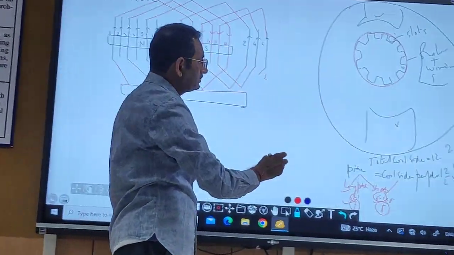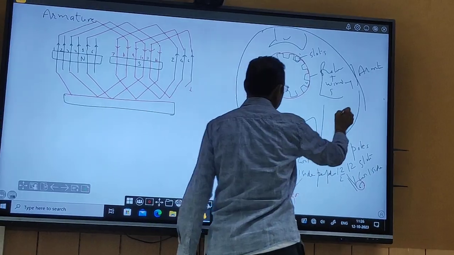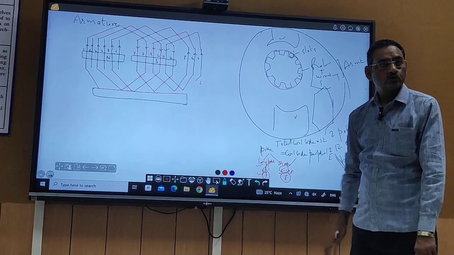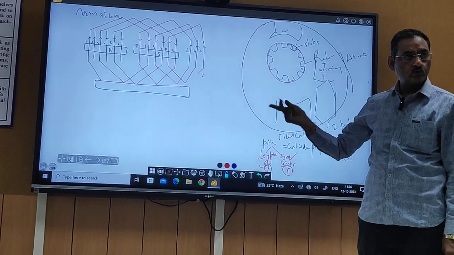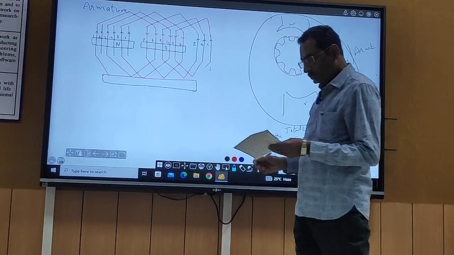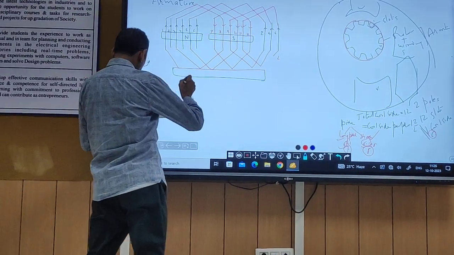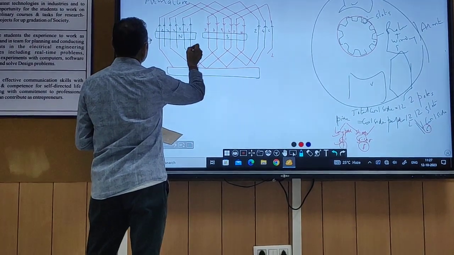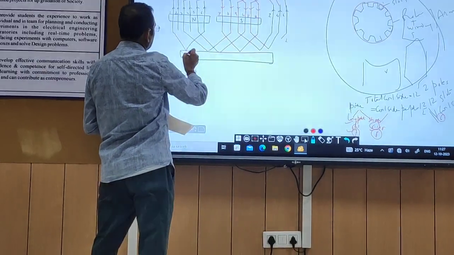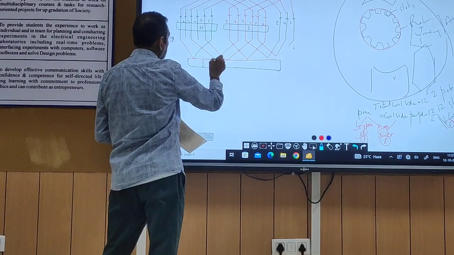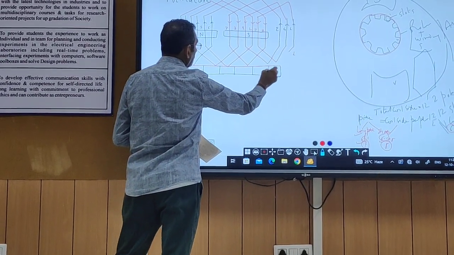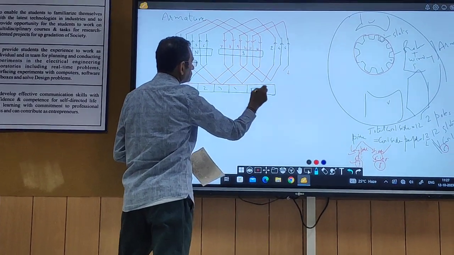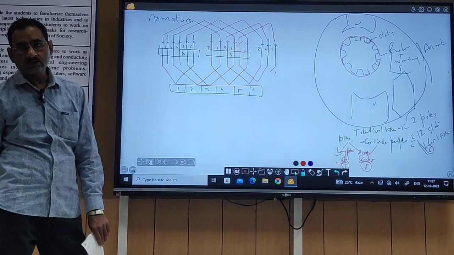So coils are 6, one coil like this. This is one coil, so two coil sides make one coil, so the total number of coils is 6. So 6 commutator segments will be there. This is connected with 6, this is connected with 6. So now 1 2 3 4 5 6, 1 2 3 4 5 6, 6 commutator segments are there.